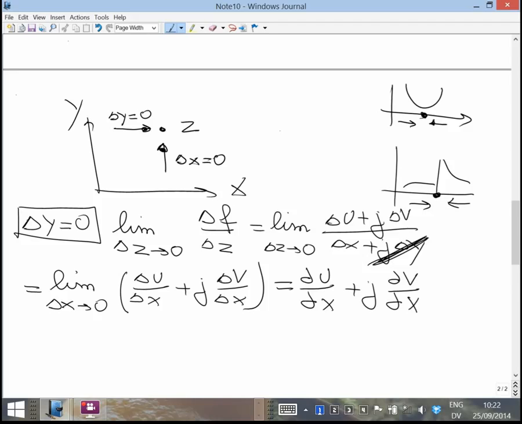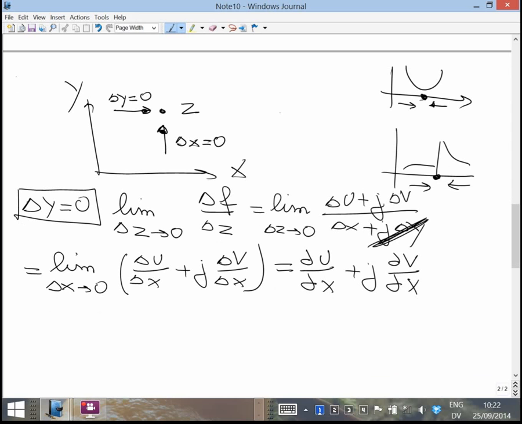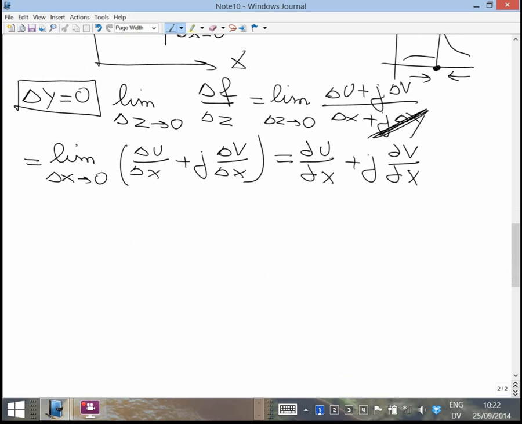Now we can also calculate what happens if delta x is equal to 0. We'll get a different result. And then for the derivative to exist, we just impose that these two different results are the same. And then we'll get a certain condition that needs to be fulfilled if we have a function where the derivatives exist and are independent of direction of approach. So let's look at our second direction of approach.